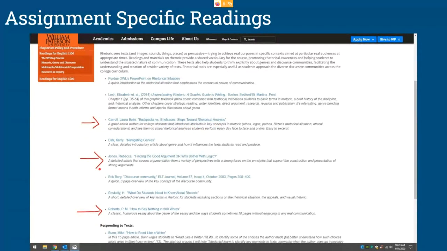If you're doing anything where you are going to dig into argument, this is a great reading, Finding the Good Argument or Why Bother with Logic. This is a reading I use not only with my first-year writers, depending on what I'm doing that semester, but also with my upperclassmen in critical writing. So this is a reading that really spans a lot of potential uses. And finally, a classic first-year writing text. Oh, it even says classic right there. How to Say Nothing in 500 Words. Kind of pushing back on the idea of the effectively empty and pointless, but nevertheless full of words high school essay.